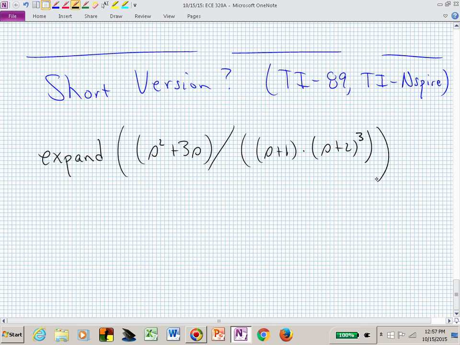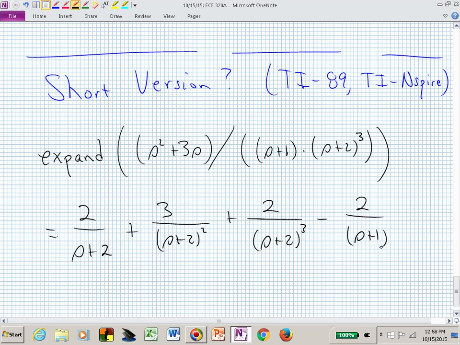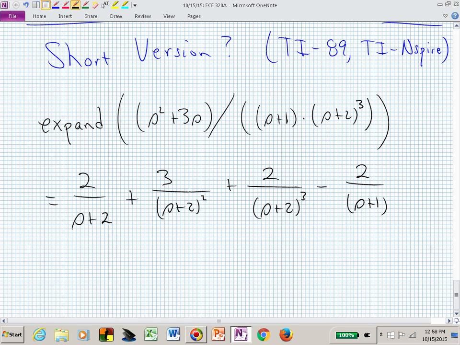Then that needs to be inside the expand function, and now your calculator will dutifully say something like 2 over s plus 2 plus 3 over s plus 2 squared. Now everybody's getting out their calculator, all right. S plus 2 cubed minus 2 over s plus 1. They shouldn't even take the test.